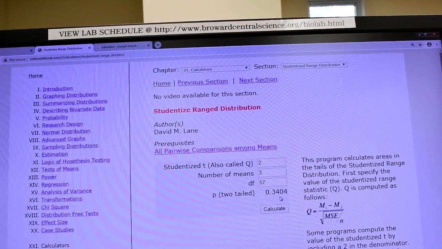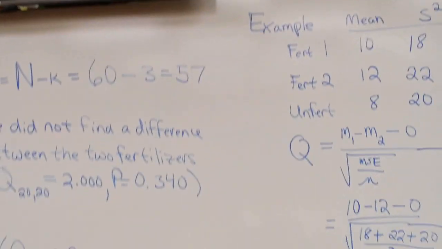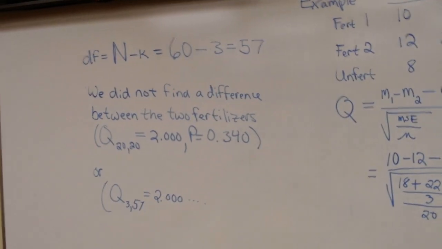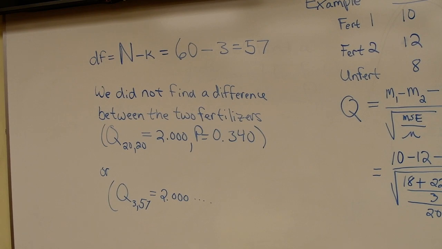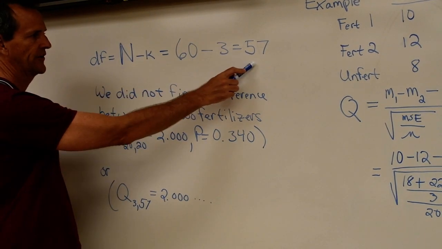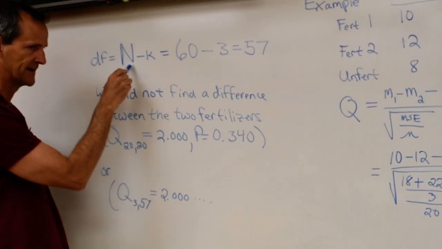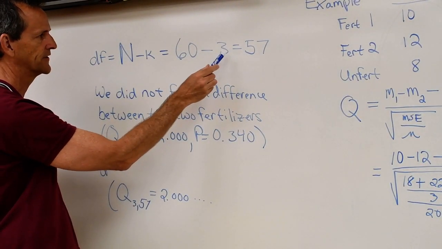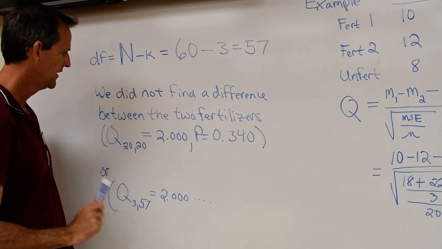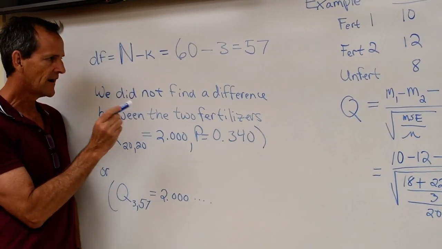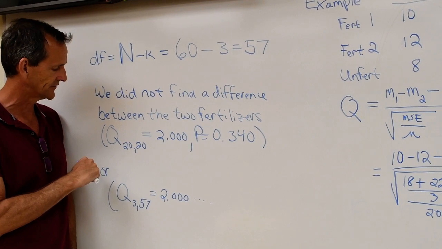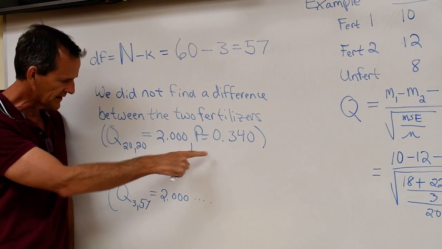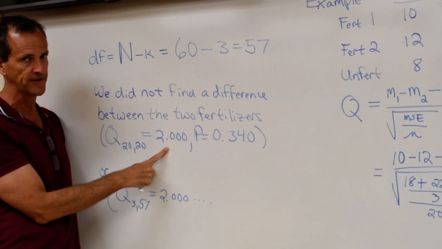Okay, let me go over here and show you how you report it. All right, let me see if we're in focus here. Okay, looks good. So there was the calculation of the degrees of freedom. So we had big N this time, all the plants we had, minus the 3 groups, all right, 57. This is how you report it. So we did not find a difference between the 2 fertilizers. This is just a comparison between the 2 fertilizers. Now, what do you put here? So definitely we need the Tukey statistic.